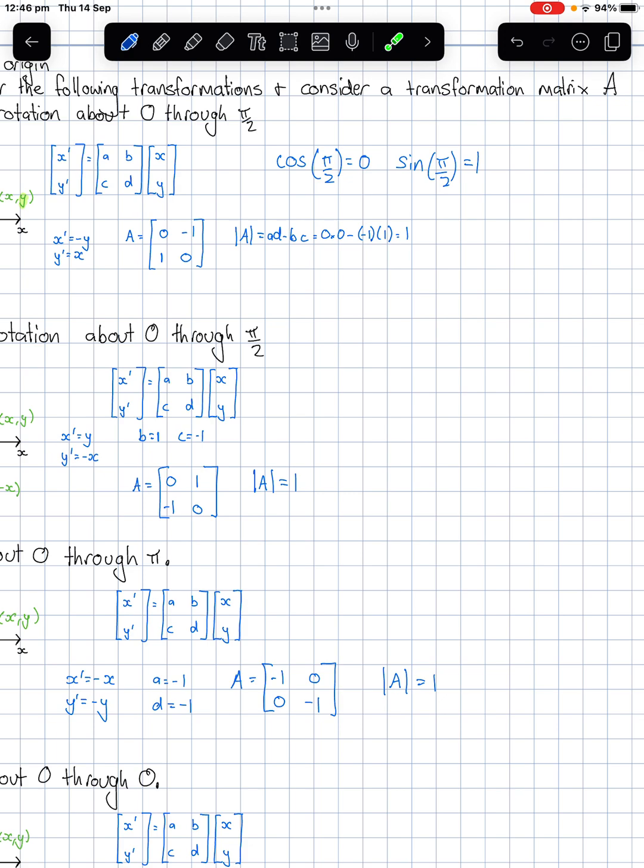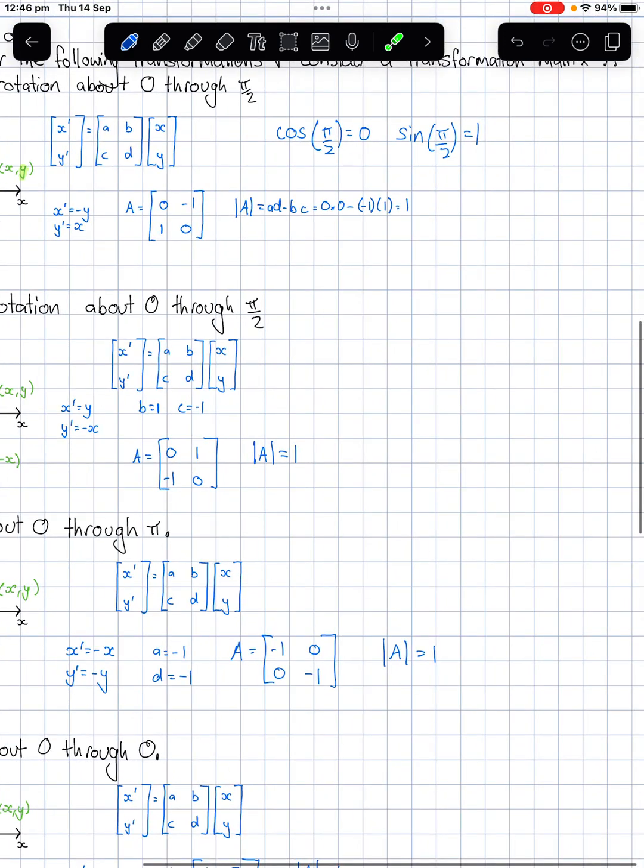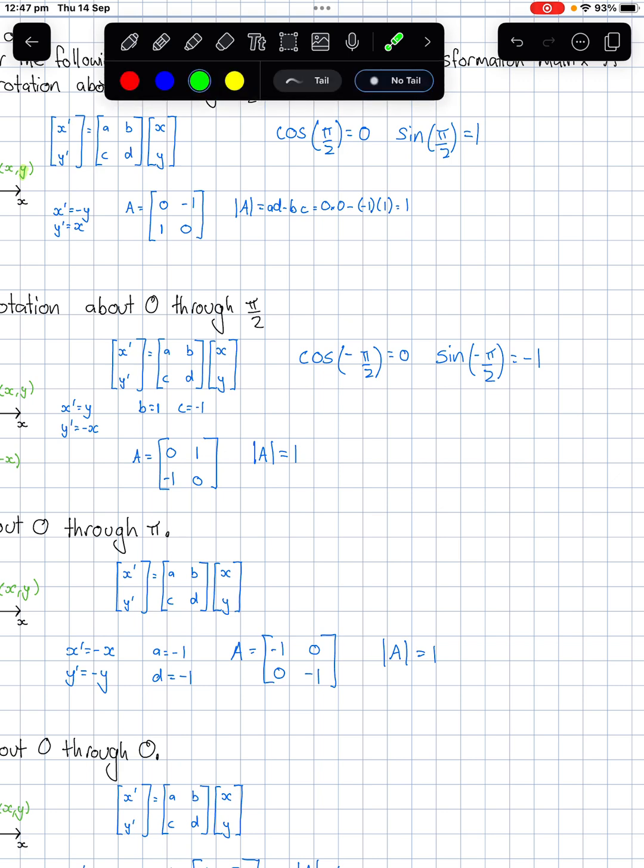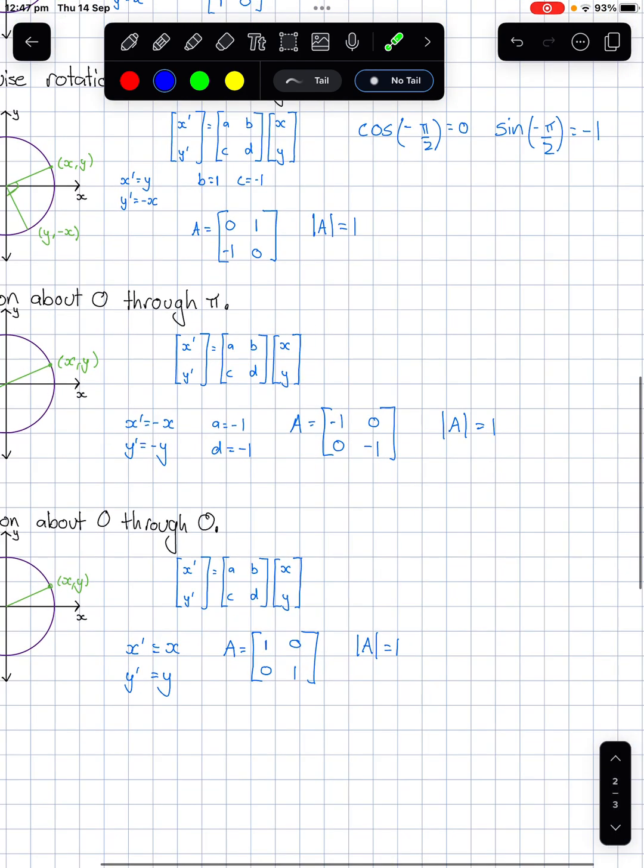Now this one here, we're rotating the opposite way. We're rotating clockwise. So this would be like cosine negative pi on 2 still equals 0, and sine negative pi on 2 equals -1, which means you'll notice that this value here is -1, whereas up here it was negative. So we're sort of seeing a rule come out here.